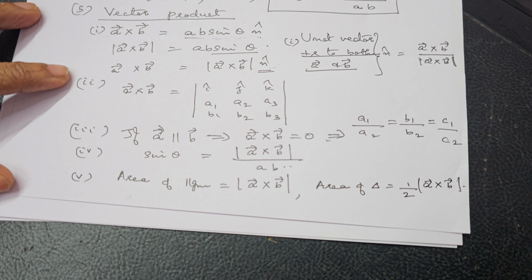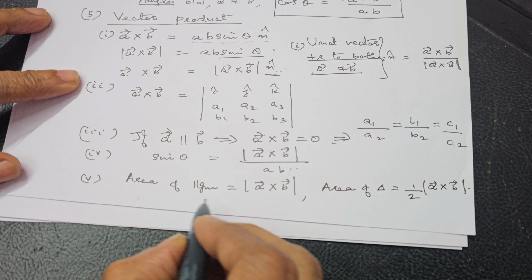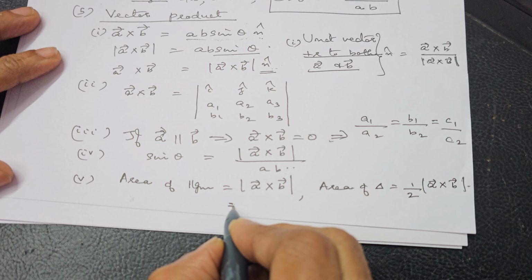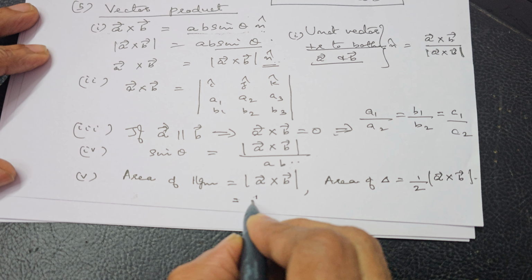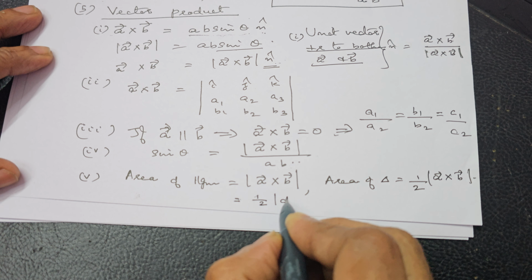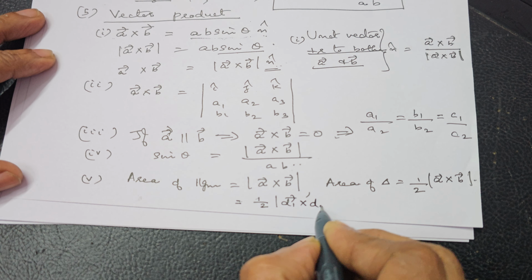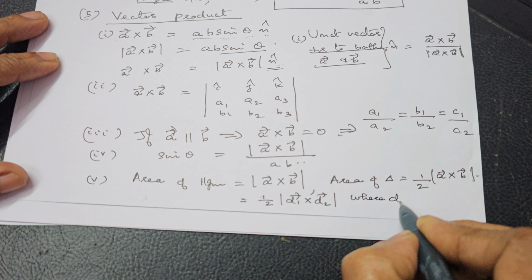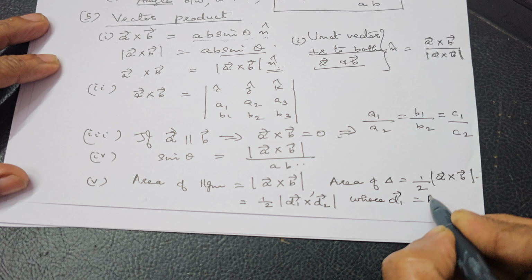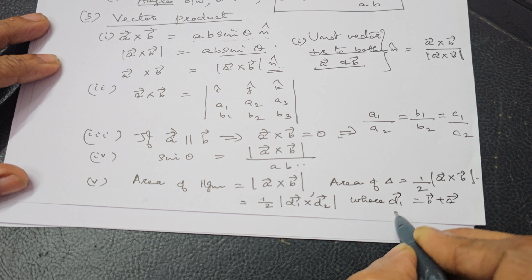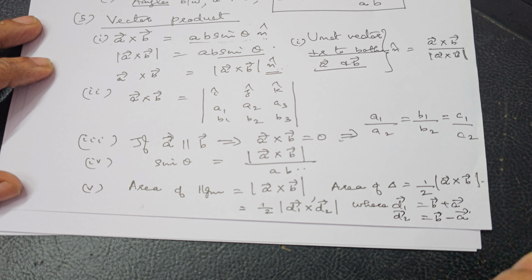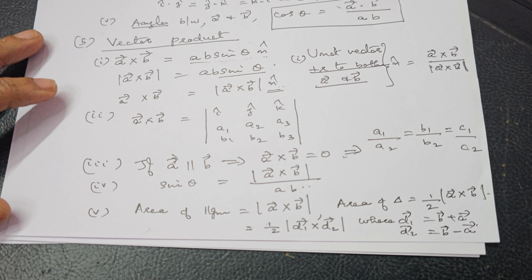Now, if the diagonals are given, and D1 and D2 are the diagonals, then the area of the parallelogram is given by half into the magnitude of D1 cross D2. This is in terms of diagonals, where D1 is, in terms of sides, B plus A and D2 is B minus A. So these are the only concepts you have in vector algebra.